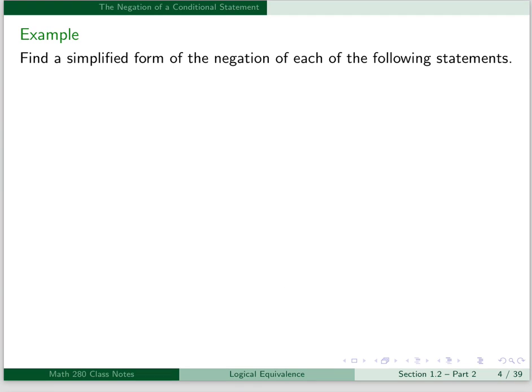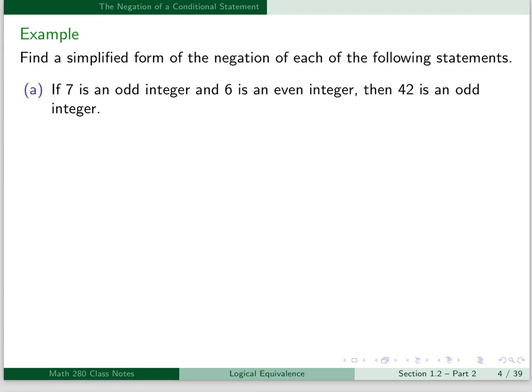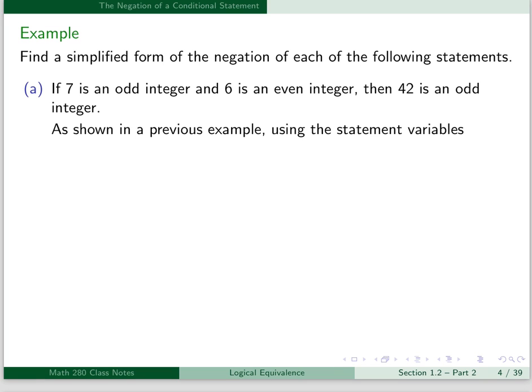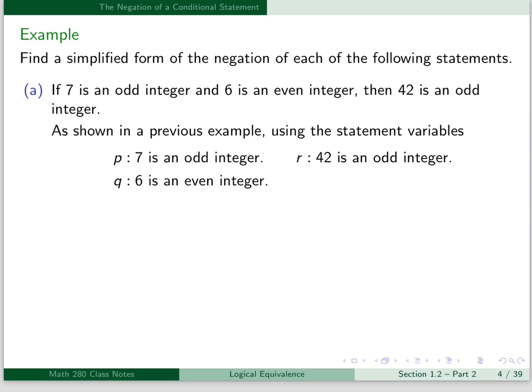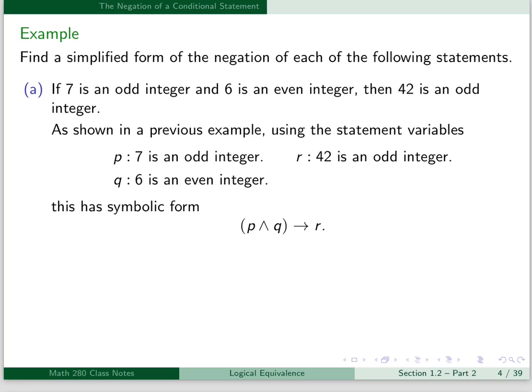For our first example, we want to find a simplified form of the negation of each of the following statements. First we have, if 7 is an odd integer and 6 is an even integer, then 42 is an odd integer. As shown in a previous example, using the statement variables, P is 7 is an odd integer, Q is 6 is an even integer, and R is 42 is an odd integer. This has symbolic form P and Q implies R.